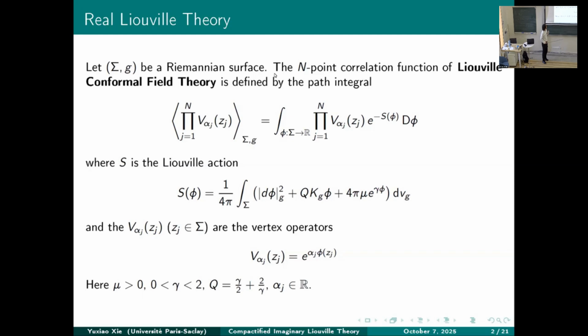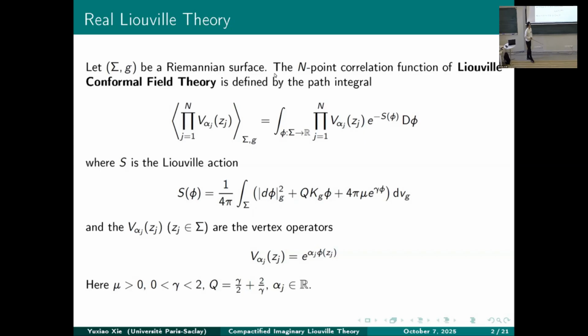So you begin with a Riemannian surface, so a surface of dimension 2 with a conformal metric on it, and you consider this Liouville action, which has 3 parts. So first you have the standard Dirichlet energy, and then you have this linear term. Here K_g is the curvature of the metric, the scalar curvature. So this represents the background charge of the theory. And then finally you have this exponential term, which is the Liouville potential.